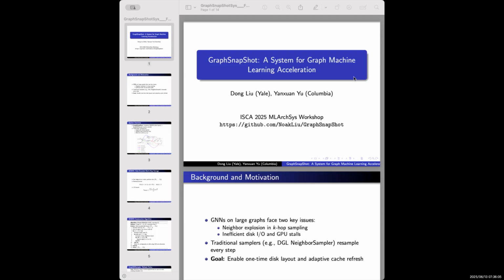Today, I will be presenting our system, GraphSnapShot, a system that accelerates graph machine learning at large scale, with better storage, caching, and systematic design. You can also find our code and experiments on GitHub at the link below.